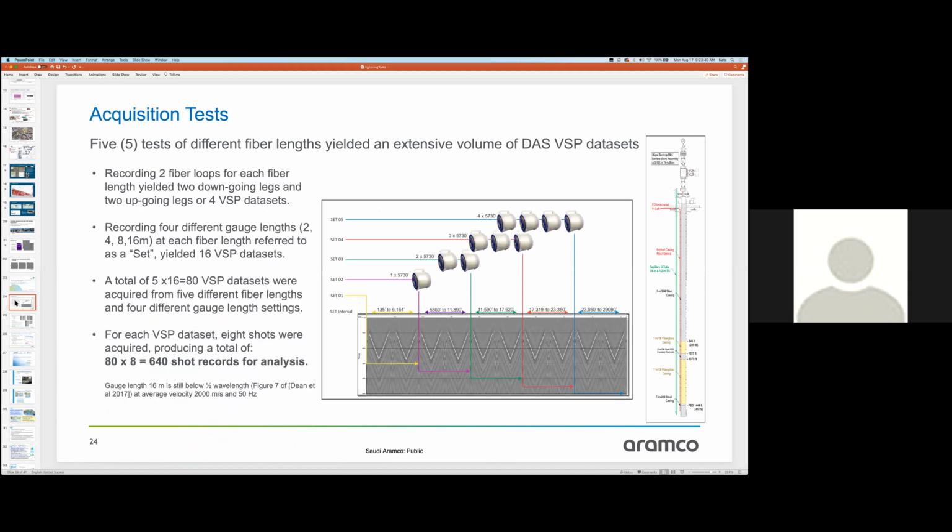So the data set we obtained in our in-house testing well, where we ran 5 different fiber lengths, 4 different gauge lengths, and ran 8 VSP shots, each consisting of 4 records because of 2 downgoing and 2 upgoing legs. And this gives us a total of 640 shot records.